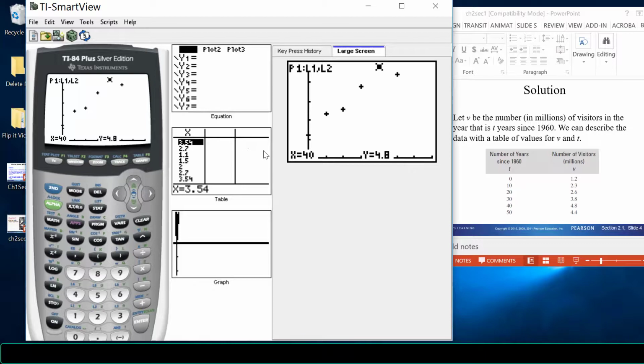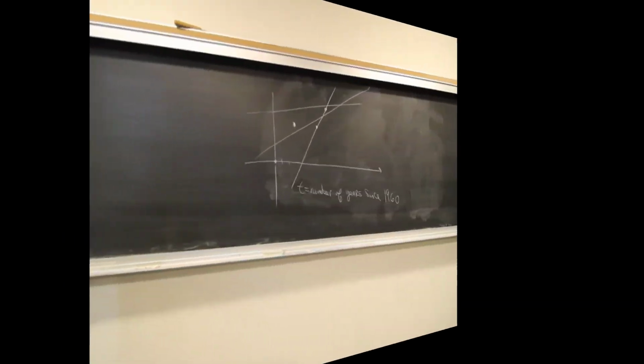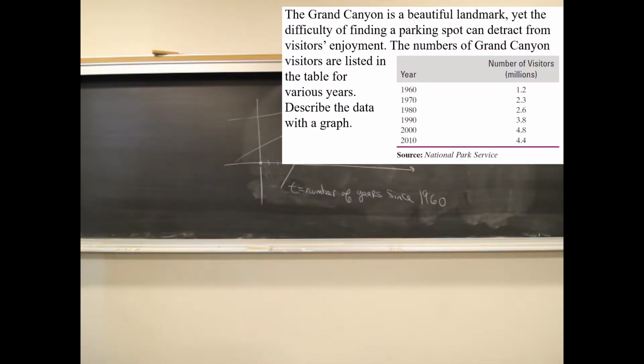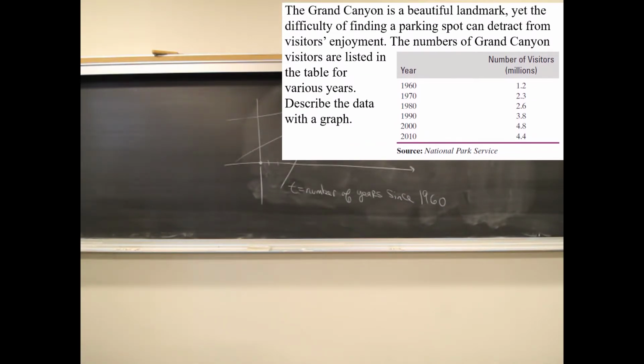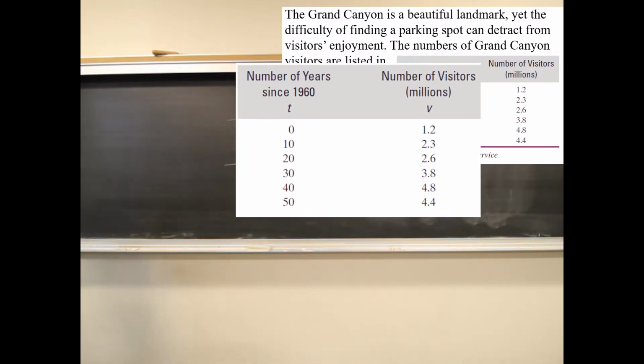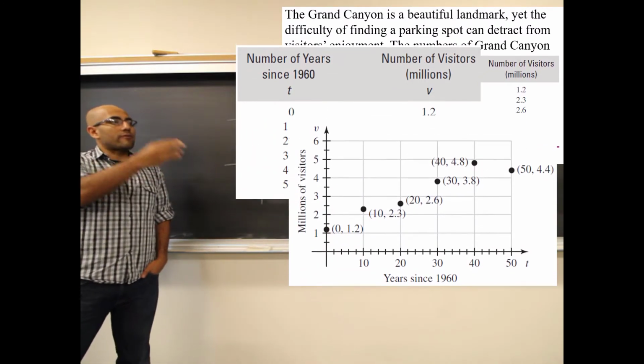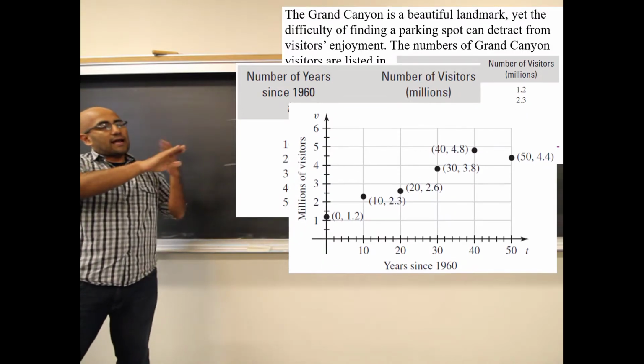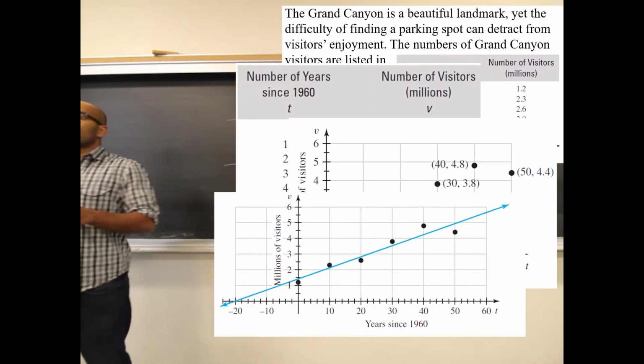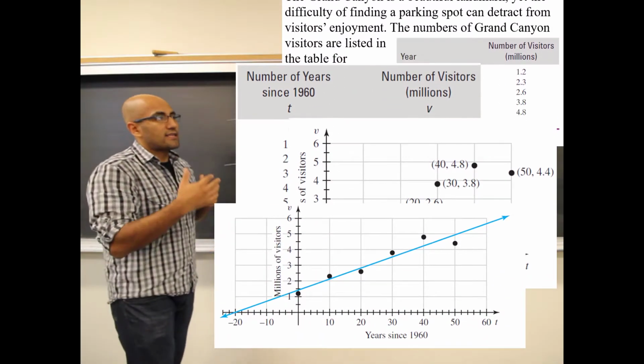So let's go back to our PowerPoint over here. We were looking at the Grand Canyon information. We got calendar years and visitor information, and then we created a table. We were able to create a scattergram like this one. From that one, we just kind of eyeballed it and drew a line that came close to all the points.